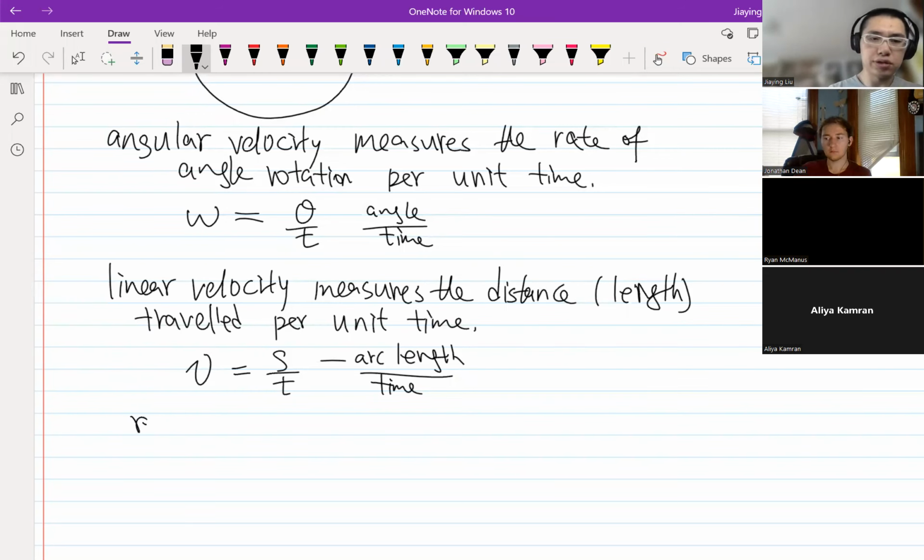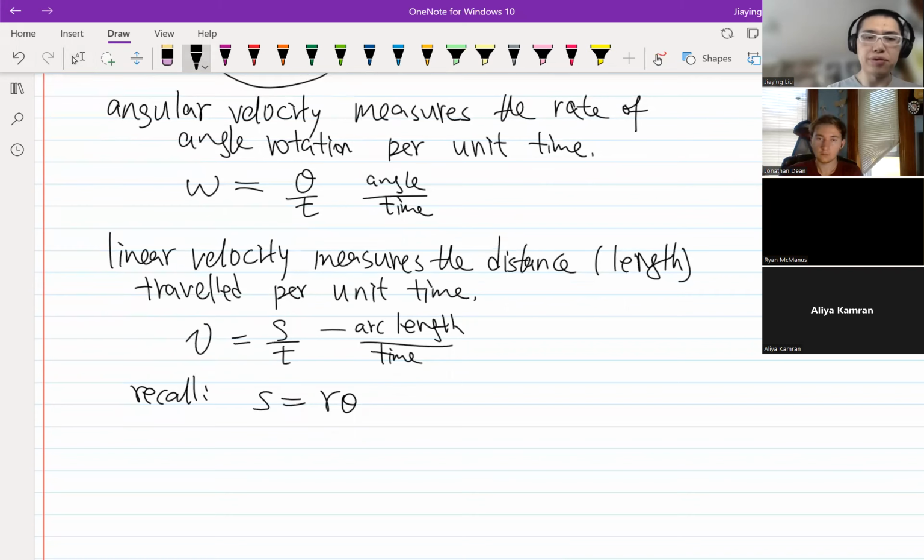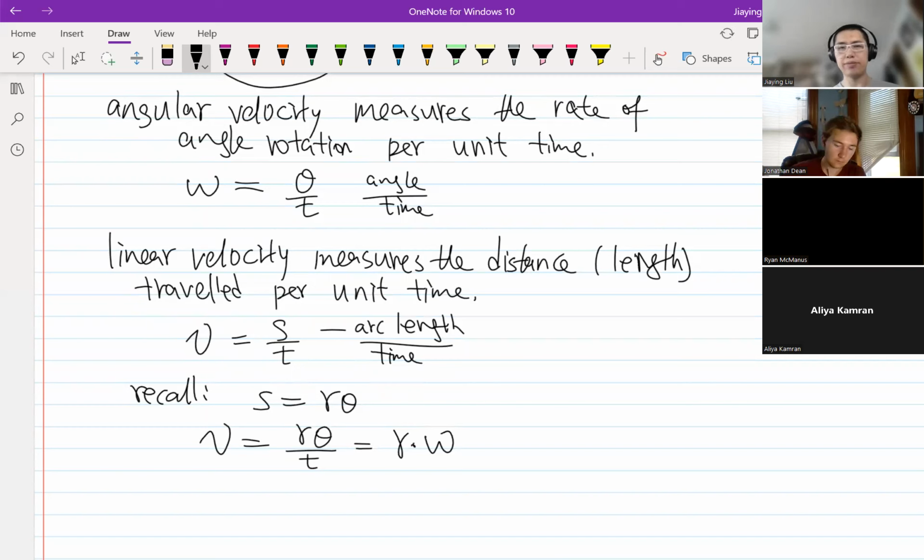So if you recall, the arc length S is equal to R theta. And if we put this in there, we get this linear velocity, which is R times theta divided by T. And theta divided by T is omega, the angular velocity. So we get R times the angular velocity, omega. So that's just another formula for linear velocity that relates linear velocity to angular velocity: just radius times angular velocity.